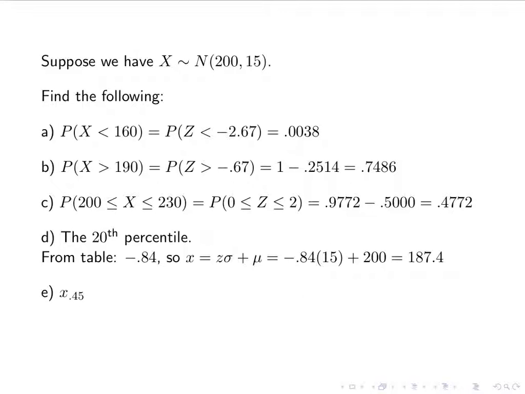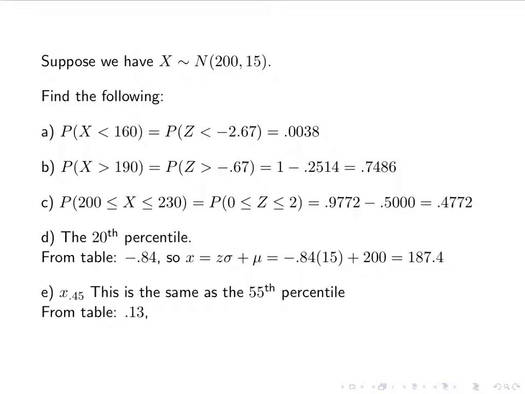And then the last one is x sub 0.45. So remember, this z sub alpha, this x sub alpha, what I'm really looking for is 1 minus alpha. So x sub 0.45 is the same as the 55th percentile, 1 minus 0.45. And again, I'm going to find the z value on the table. 55% is bigger than 50, so I'm looking at the positive table, and I'm getting hopefully 0.13.